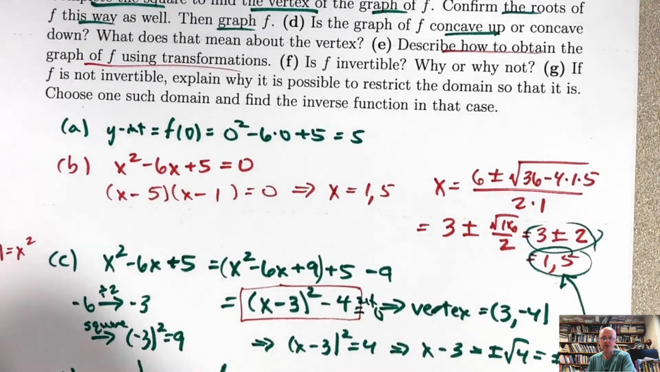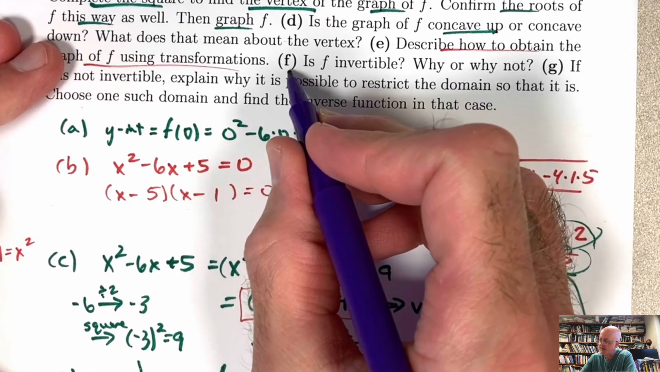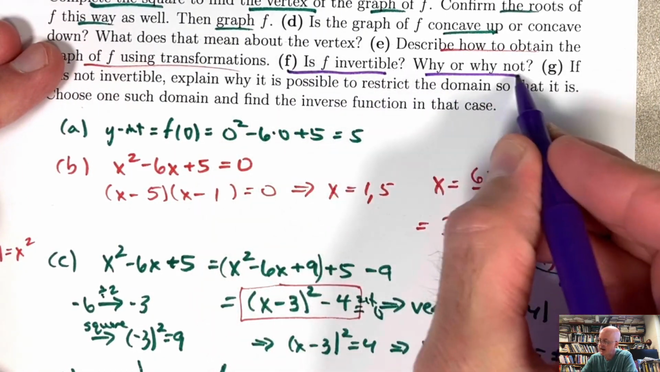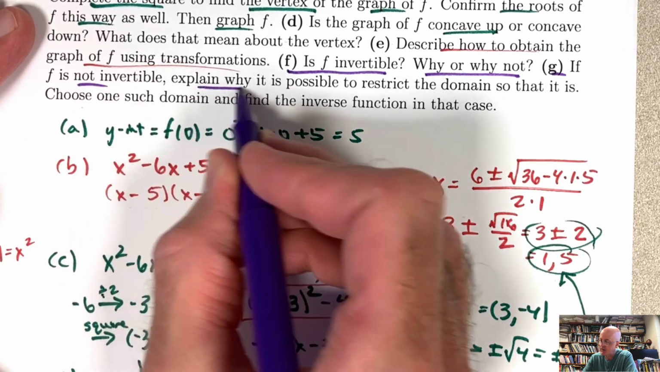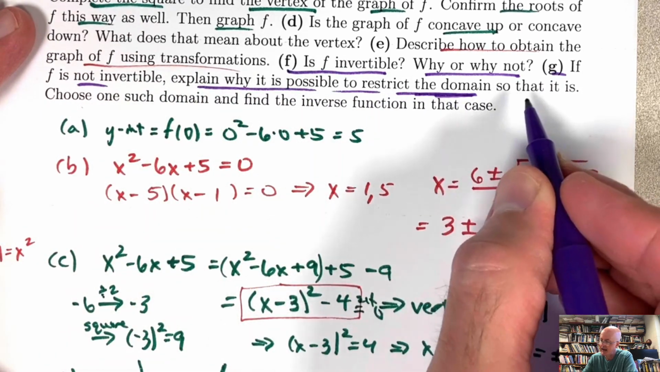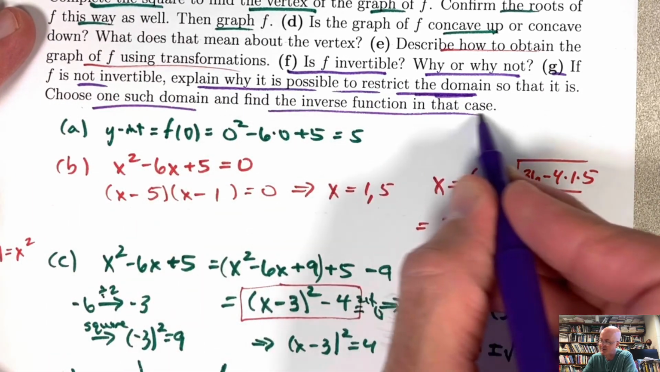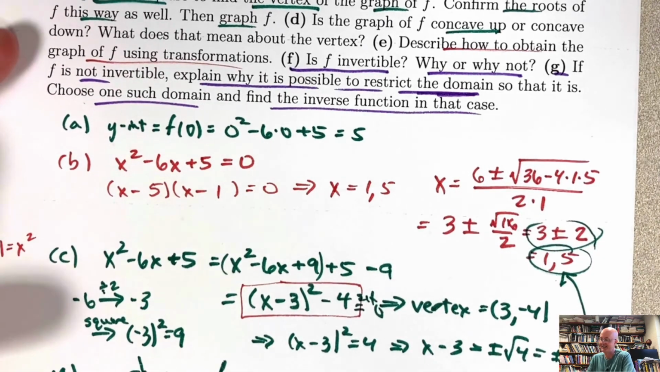Let's combine f and g to finish off the video here. Is f invertible? Why or why not? If f is not invertible, explain why it is possible to restrict the domain, and choose one such domain and find the inverse function in that case. It sounds like a lot to do.